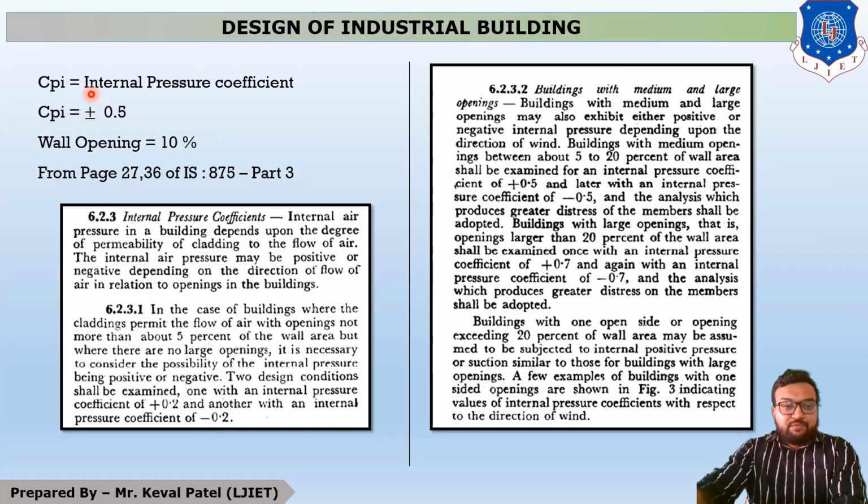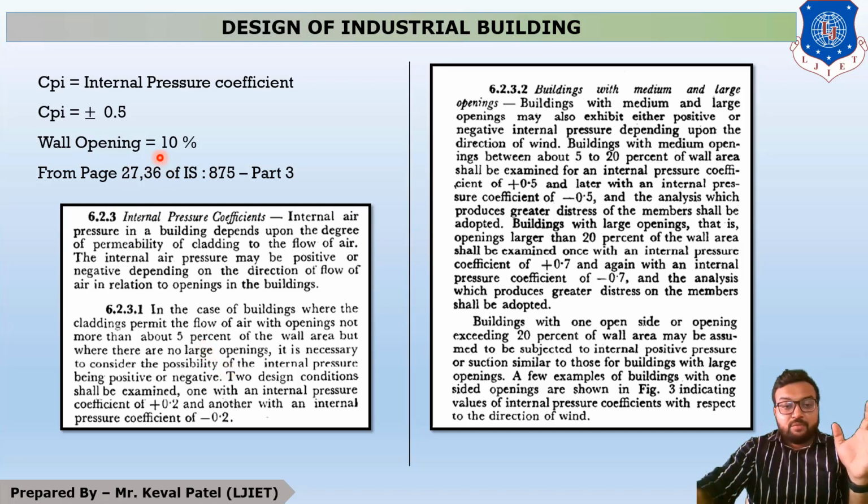Now we are moving further to the internal pressure coefficient. You can see that on page number 27, internal pressure coefficient clause numbers are there, in which clause number 6.2.3.1 says that if your wall opening is not more than 5 percentage, it means if your wall opening is less than 5 percentage, then your internal pressure coefficient is plus or minus 0.2. Okay, now what is the value of the internal pressure coefficient for greater than 5 percentage?